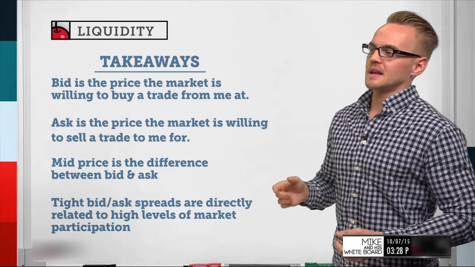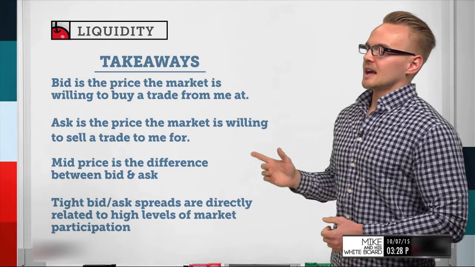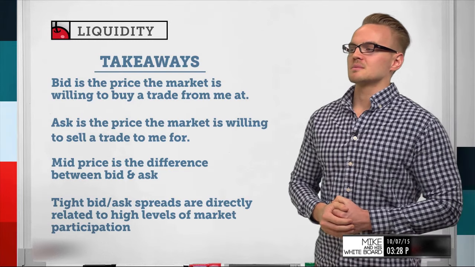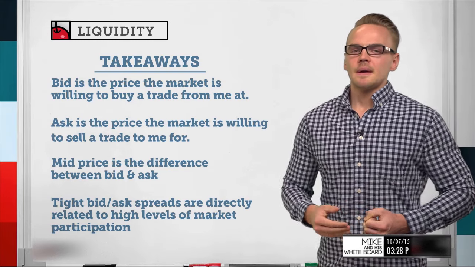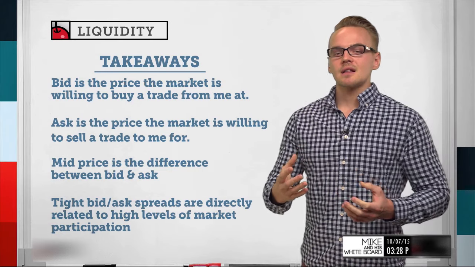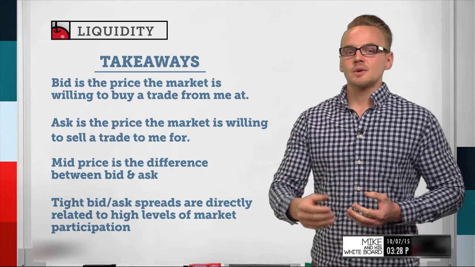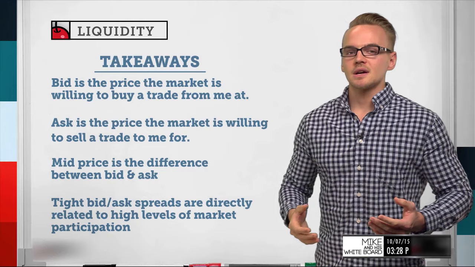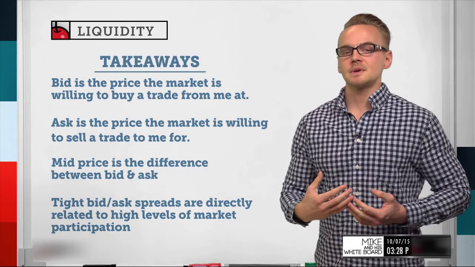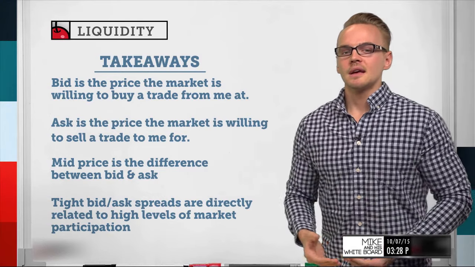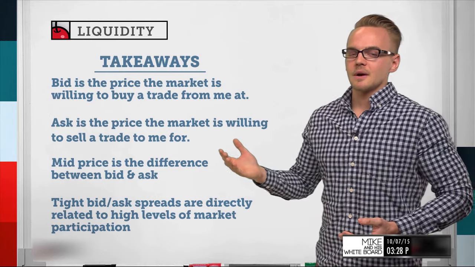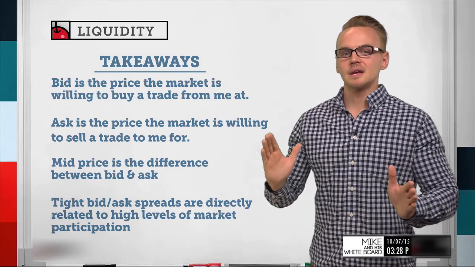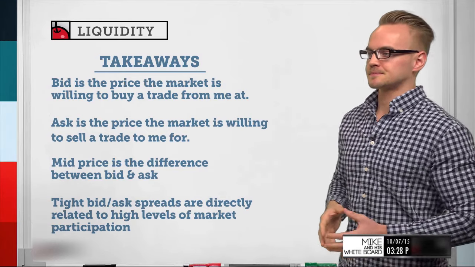But in terms of bid-ask spread specifically, again, the bid is the price the market is willing to buy a trade from me at. So if I'm looking to sell an option, the bid price is going to be the lowest price because the market's willing to buy that from me. So if I want to sell to the market, it's usually going to be lower than if I were to buy from the market. That's where that bid-ask differential comes into play.